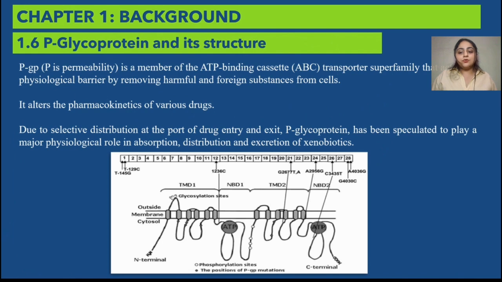So, due to the selective distribution at the port of entry and exit, PGP has been speculated to play a major role in absorption, distribution, and excretion of many xenobiotics and drugs. So, here is the structure of PGP, where it has 28 amino acid chains. It has two domains, transmembrane domain 1 and 2. It has an N terminal and a C terminal. The white dots show phosphorylation sites and the black dots show positions of PGP mutations. So the phosphorylation sites are important, where the drug can go and bind.